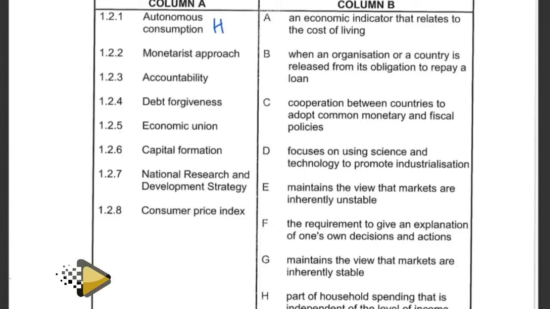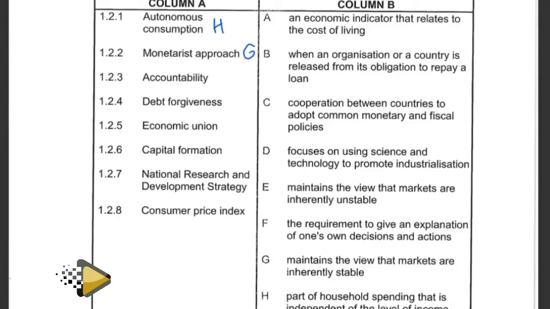So now if we check the options given in column B, we see that the appropriate answer in this regard is G, that says maintains the view that markets are inherently stable. Okay, right, grade 12. So now let's move on to the next question.